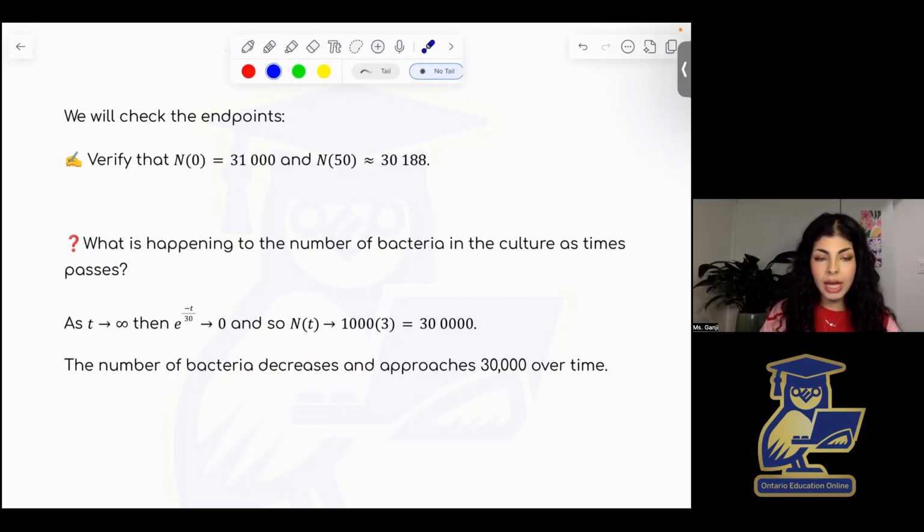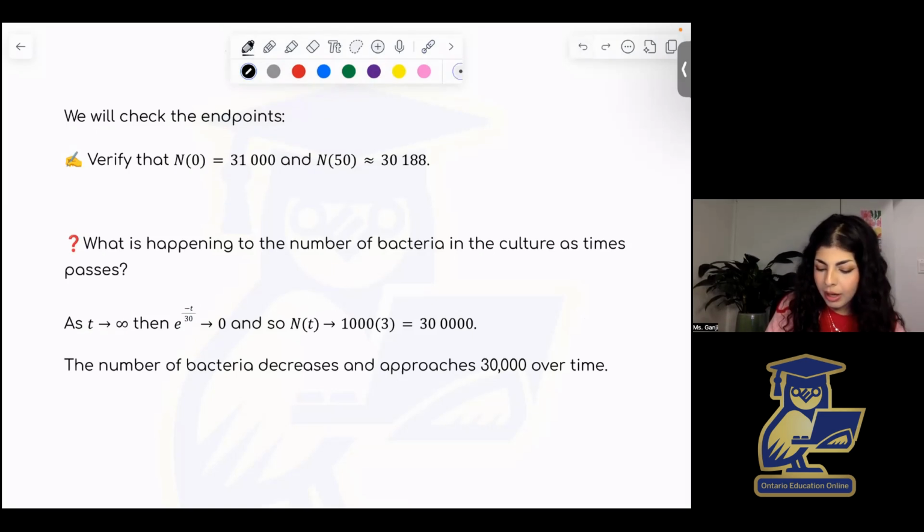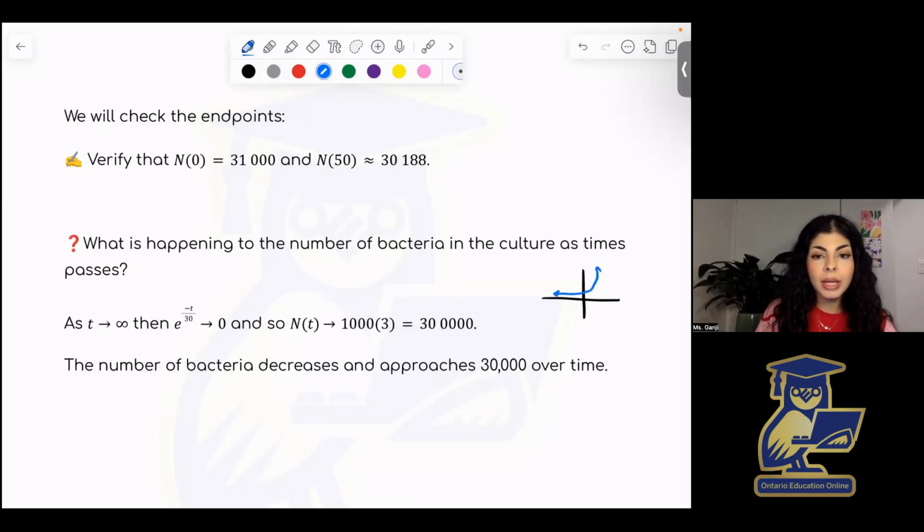And so a question just to end this off, what is happening to the number of bacteria in the culture as time passes? So as time is approaching infinity, then e to the power of negative t over 30 is actually approaching 0 because this is getting more and more negative. So then we know based on the function that we have for e to the power of x, we have something like this, but now because we have that negative, we have it flipped, so it'll be something like this. So as t is approaching infinity, then this value is approaching 0.